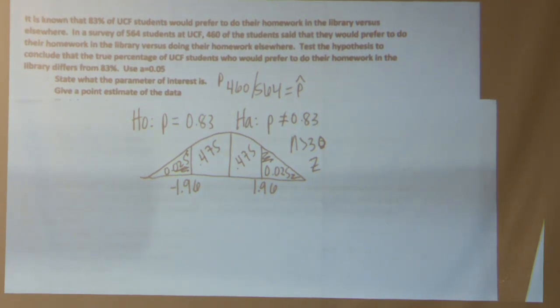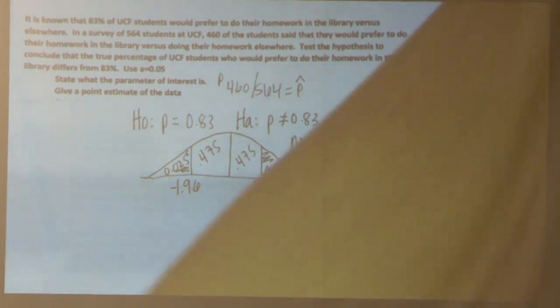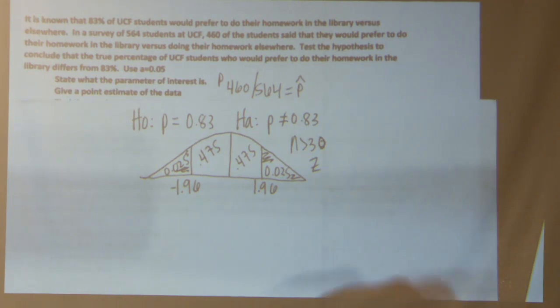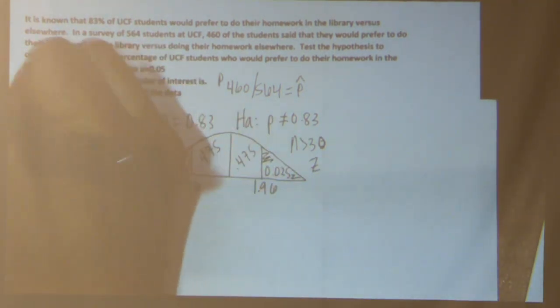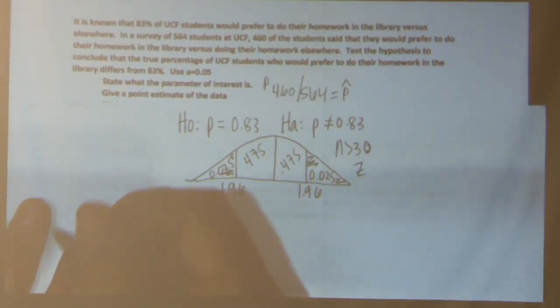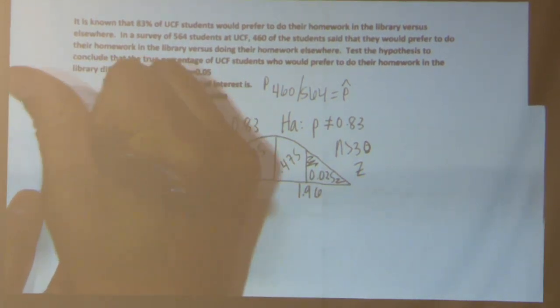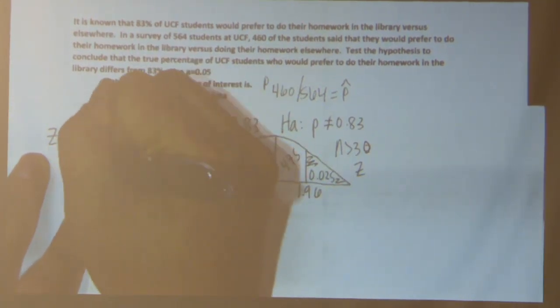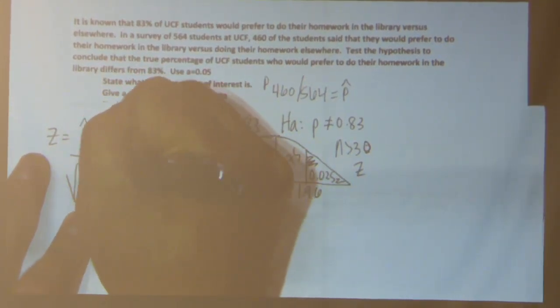So now we have our rejection region set up with our critical value, and now we have to determine what our test statistic value is to see if we're going to reject the null hypothesis or not. So the formula for finding the test statistic is going to be p hat minus p divided by the square root of p times q over n.